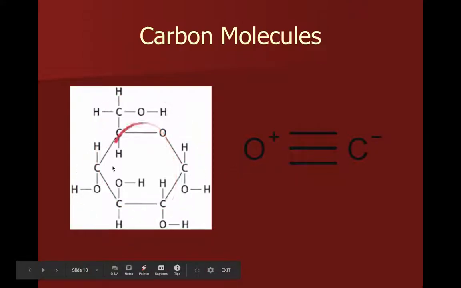Now, here's what I meant when I said that carbon kind of serves as the framework. We have this chain of carbon that's closed into a ring, and then we've got stuff hanging off of it. And it's the stuff hanging off of it that gives this whole molecule its purpose or its function. So this happens to be glucose. This is the sugar molecule glucose. It's made up of a 6-carbon ring. 1, 2, 3, 4, 5, 6 carbons.